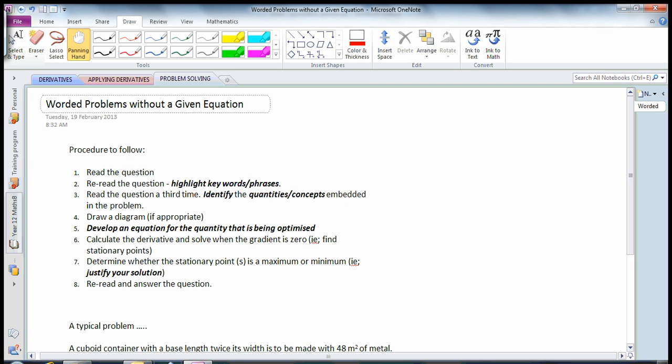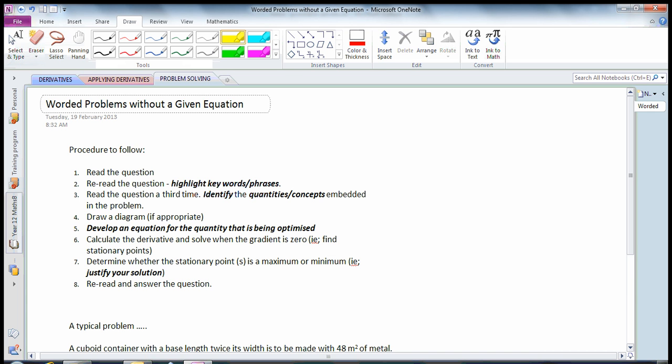Welcome to this next tutorial in the sequence of tutorials on optimization. This tutorial deals with worded problem solving where the equation is not given to us in the question. So just a little bit of a recap first on the procedure that we follow when we're doing these sorts of problems, and we start by reading the question.